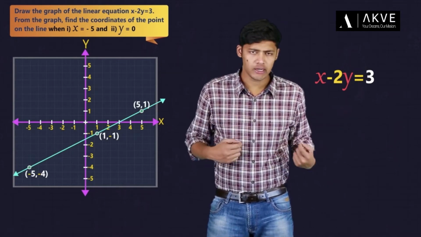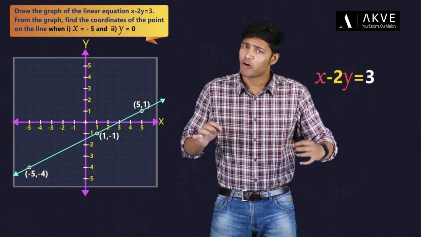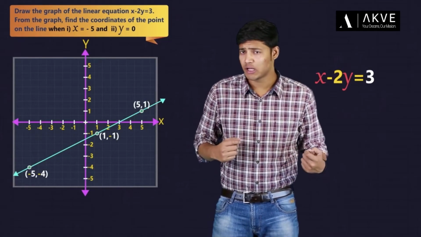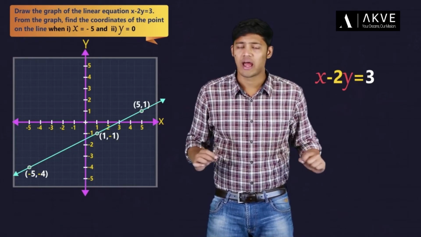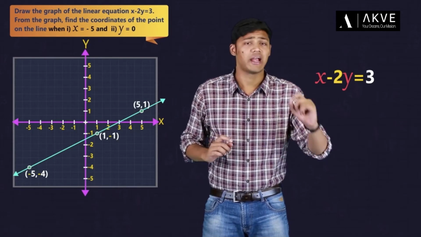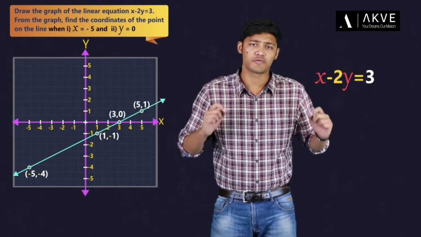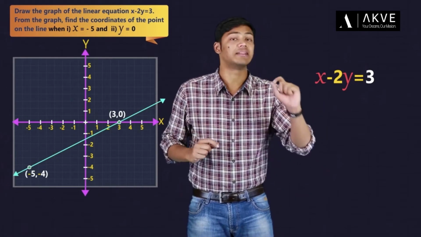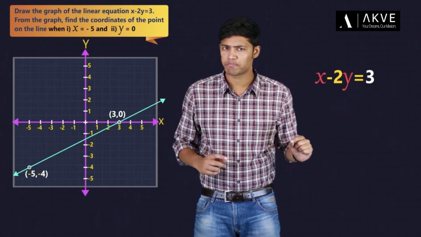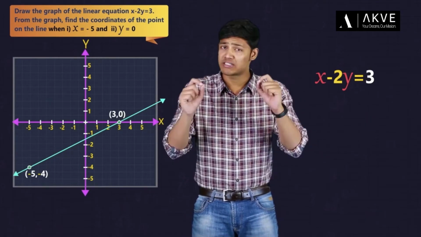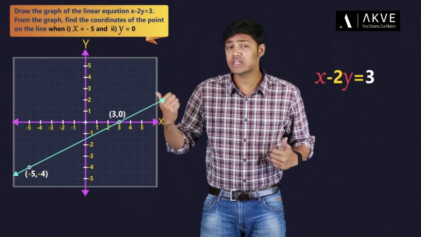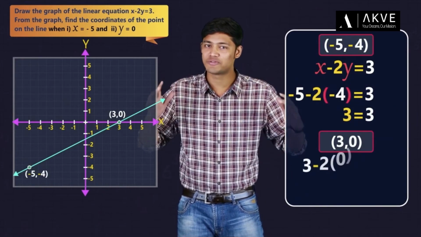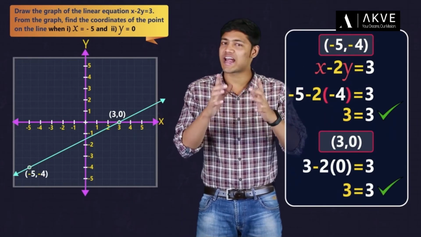Now for the other point, since y is equal to 0, we know that the point will definitely lie on the x-axis. So we have to just see where our line meets the x-axis, and the line meets the x-axis at (3, 0). So the coordinates of the point are (3, 0). So (minus 5, minus 4) and (3, 0) are the required points. If you want, you can quickly check by substituting the values of x and y from these two ordered pairs in the equation x minus 2y equal to 3, and you'll observe that the equation is satisfied.